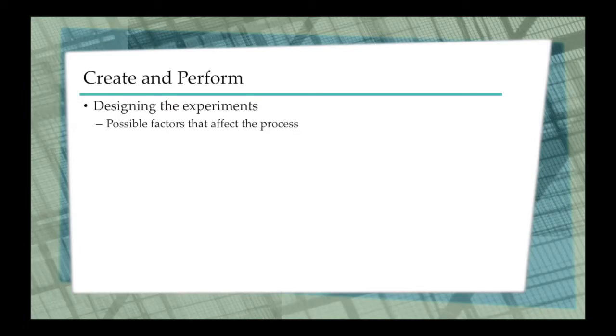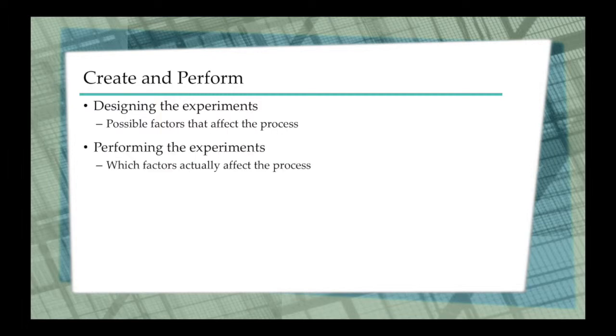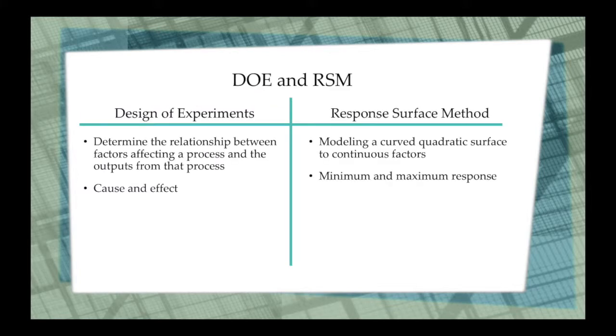When creating the design, you are coming up with possible factors that affect your process. When performing the experiments, you're trying to see which factors, if any, actually affect the process. The underlying model that is used depends on what kind of experiment you are running. In this class, we will mainly be dealing with linear and quadratic models. You perform design of experiments when you want to determine the relationship between factors affecting a process and the outputs from that process. In simpler terms, you use design of experiments to determine the cause and effect relationship between factors and outputs of a process.